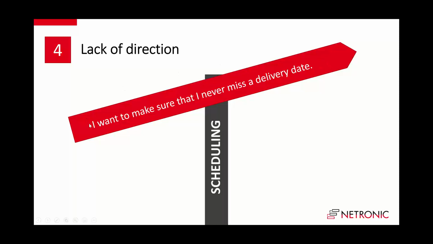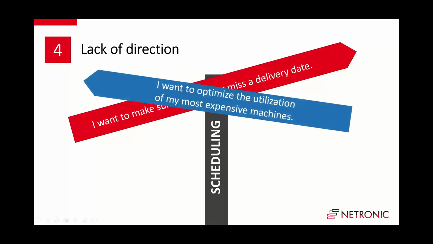But then you speak to another person in the same company, maybe an ops person or the plant manager, and he says, well, delivery dates are important, but even more important is that I optimize the utilization of my most expensive machines, because I have KPIs on machine utilization, and this is what counts to me. And they are a little bit contradictory. If you optimize for delivery date or for machine utilization, this can lead in the same direction, but it can also guide you in different directions.